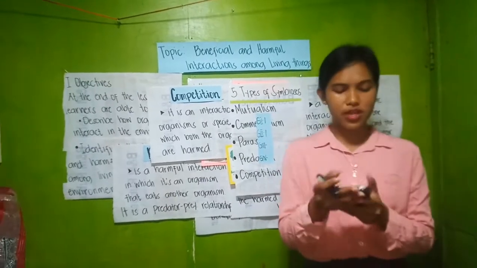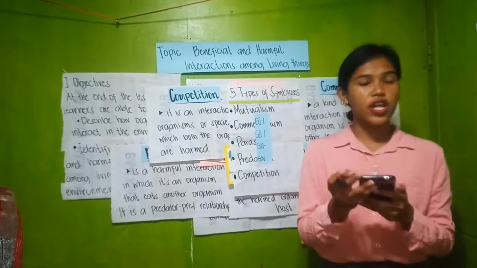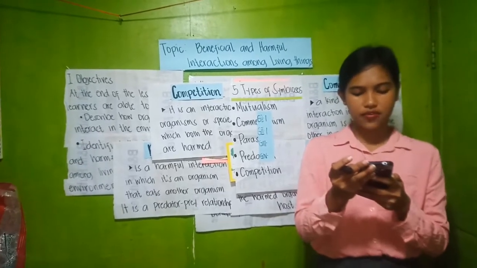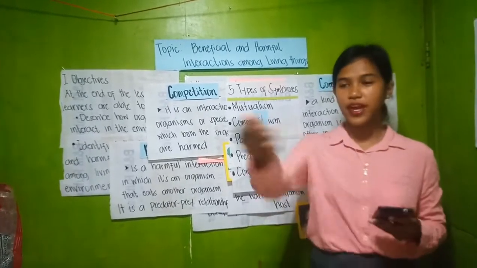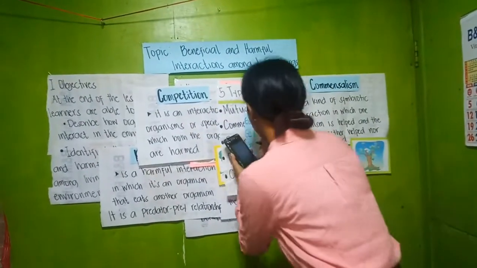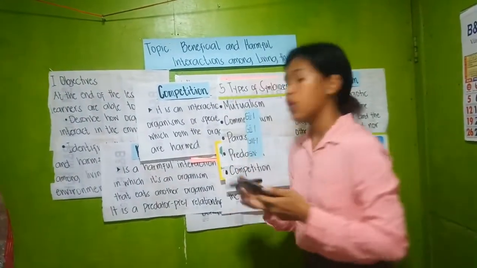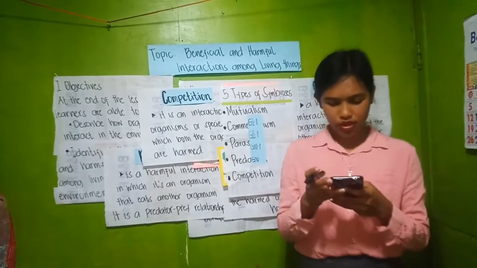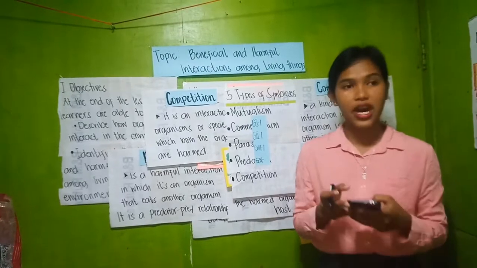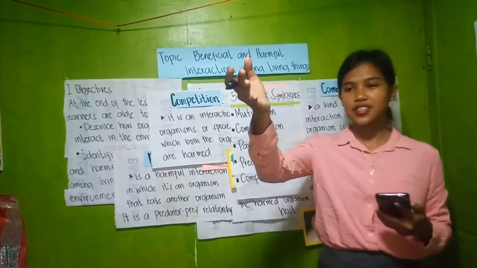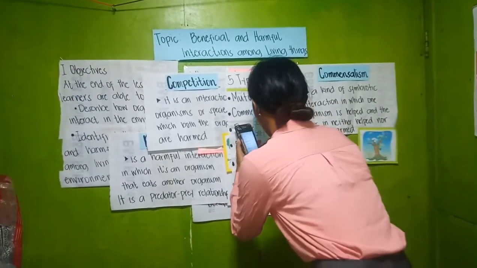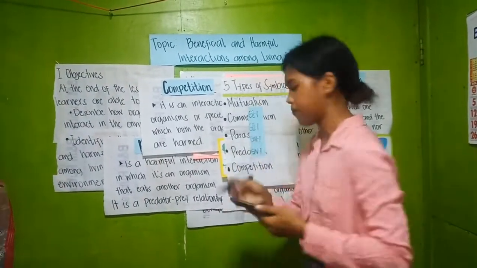Okay, for group 3, any relationship that involves two or more species of different kinds living and interacting together. Yes, Bea? Symbiosis. Excellent! Group 3 has already 5 points also. And for group 4, a sea animal living on the shell of the hermit crab is a blank interaction. Yes, Alice? Mutualism. Very good! For the first part, group 4 also has 5 points.